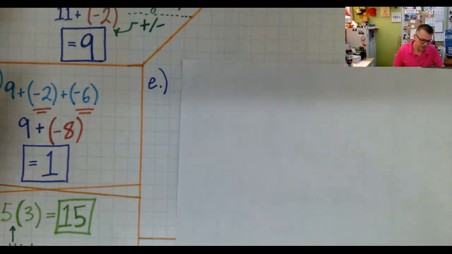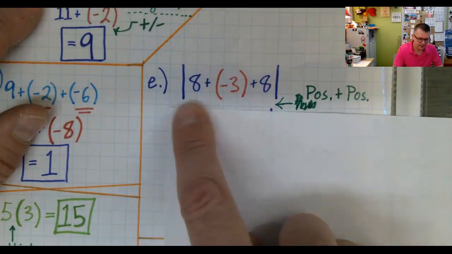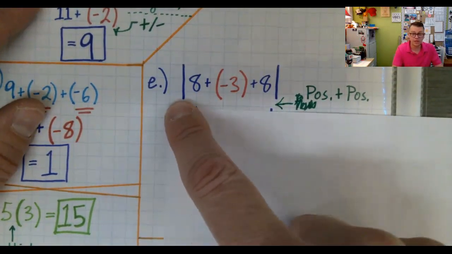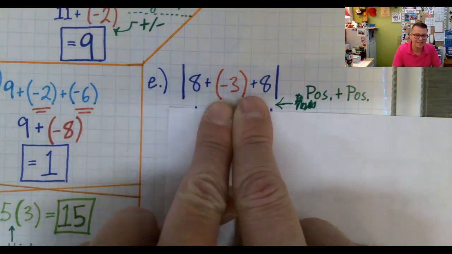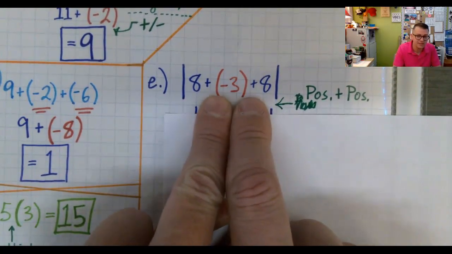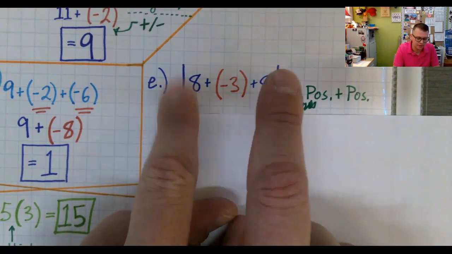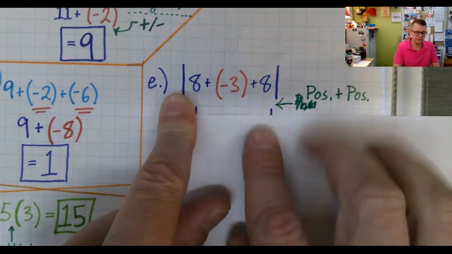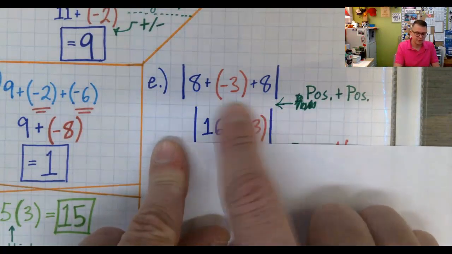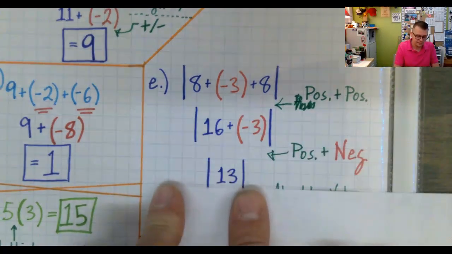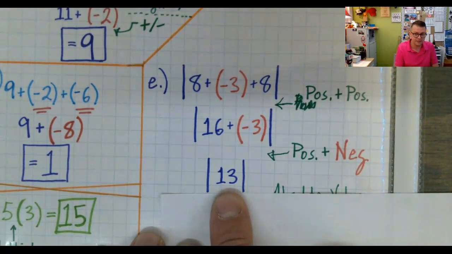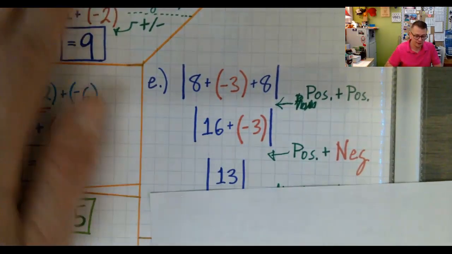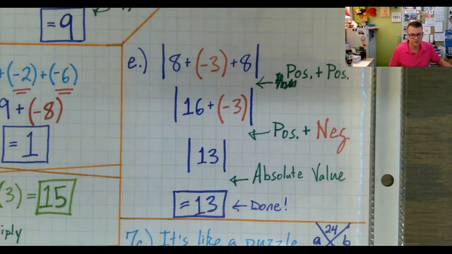E was a big trapdoor for some of us. This absolute value works like parentheses, where we have to work from the inside out. So we have to do what's inside of it before we get to removing these bars, which is when we actually make values positive. So we first do the math inside and get positive 13. Then, how far is 13 away from 0? Well, 13.